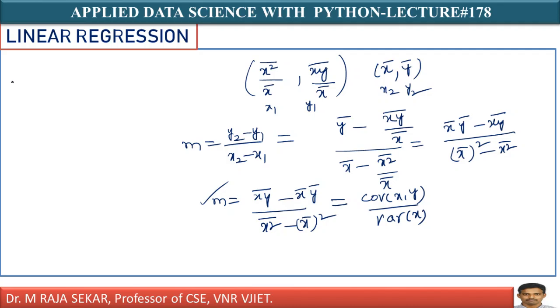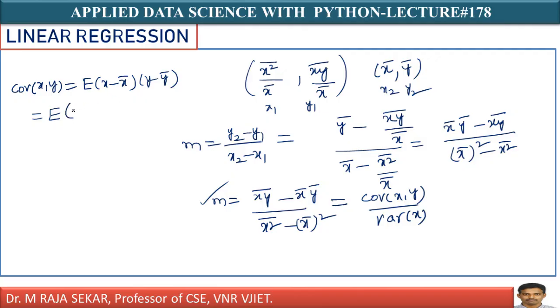How can I prove? We know that in our probability class we studied that the covariance of x comma y is the expected value of (x − x̄) into (y − ȳ). How can I write the covariance of x comma y? It is essentially the expected value of (x − x̄) into (y − ȳ). If I multiply this out, what will I get?